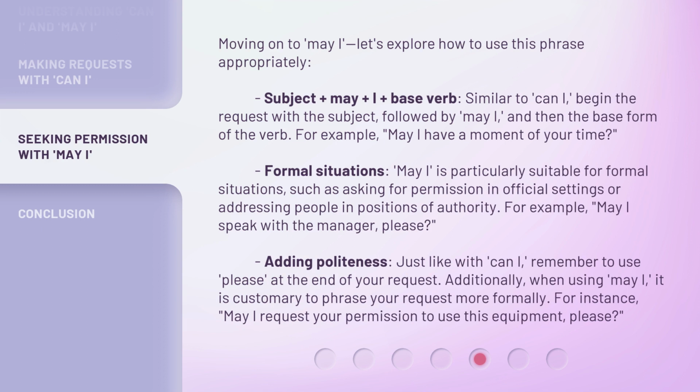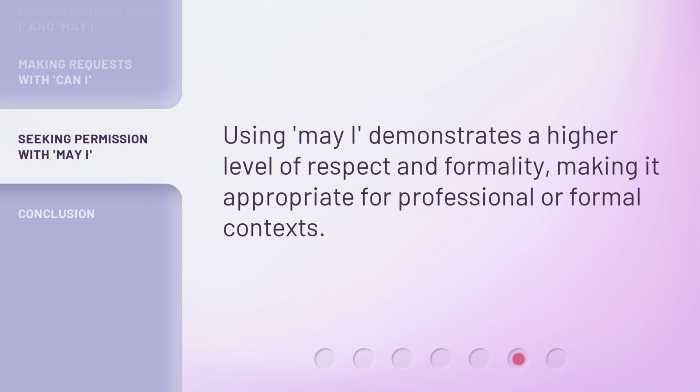Adding politeness. Just like with can I, remember to use please at the end of your request. Additionally, when using may I, it is customary to phrase your request more formally. For instance, may I request your permission to use this equipment, please? Using may I demonstrates a higher level of respect and formality, making it appropriate for professional or formal contexts.